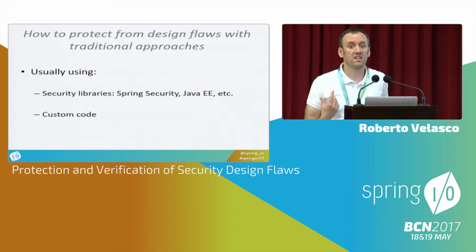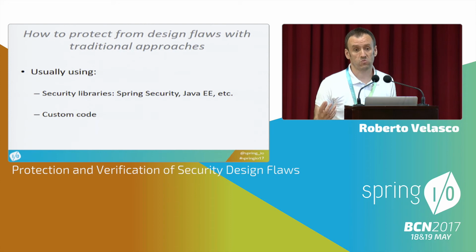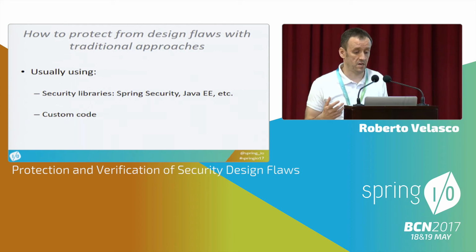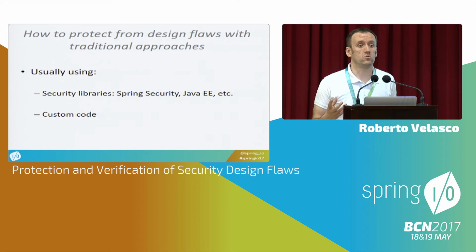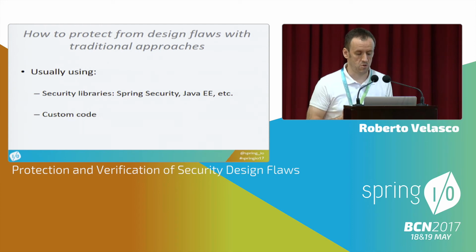So let's start thinking about how developers protect their applications. As you know, basically, as developers, we use two kinds of solutions. We usually use security libraries, such as Spring Security, Java EE, and so on, to implement some authorization or authentication, okay? And we apply some basic access control, such as URL level or method level, right? That's the most common use case.